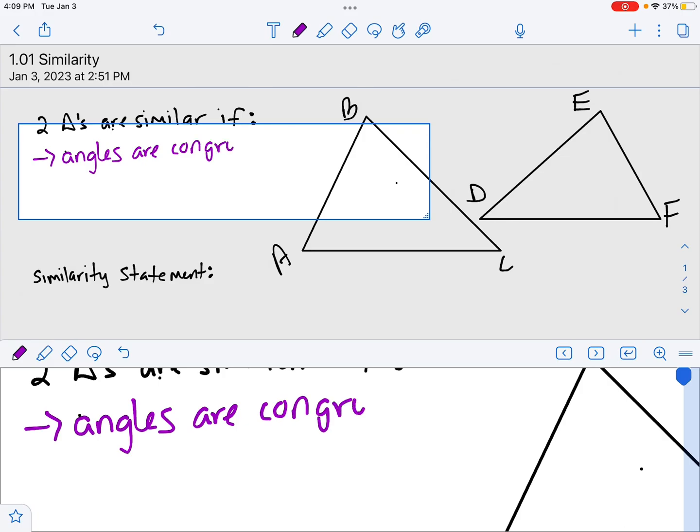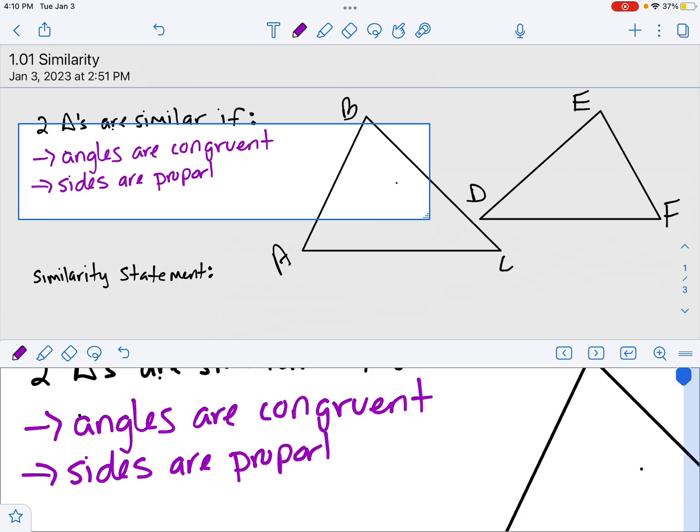What changes is the sides. The sides are proportional. So when we're thinking about similar figures, we're thinking scale factors. So we're thinking we have a triangle, and then that triangle is being dilated twice as big, or it's shrinking and it's going to be half the size. So each side would be multiplied by 2 or multiplied by 1/2 consistently.